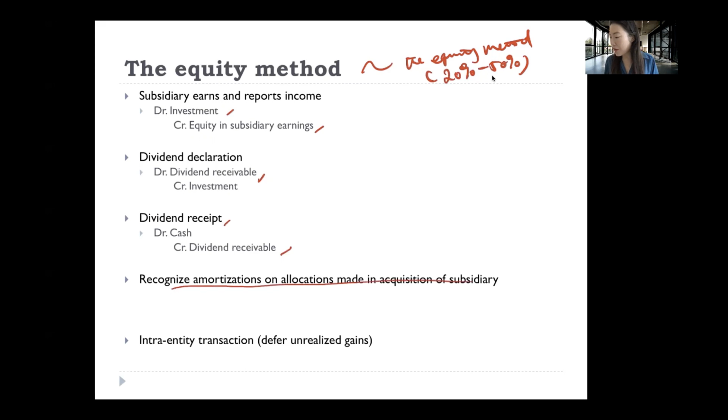Recognize amortization and allocation. So this is the amortization of excess payment. And then the journal entry is to debit equity in subsidiary earnings, credit investment account. Which is exactly opposite to the first one. Intra-entity transactions defer unrealized gains. So this is debit equity in subsidiary earnings, credit investment account. It is also just the opposite of the first one. So this is, under the equity method, how the parent makes the journal entries.